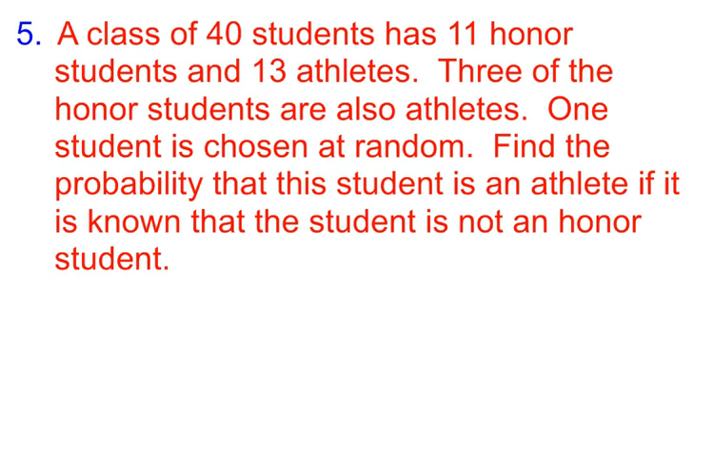3 of the honor students are also athletes. 1 student is chosen at random. Find the probability the student is an athlete if it is known the student is not an honor student. That's a mouthful, right? So what we're going to do here is actually draw a Venn diagram.